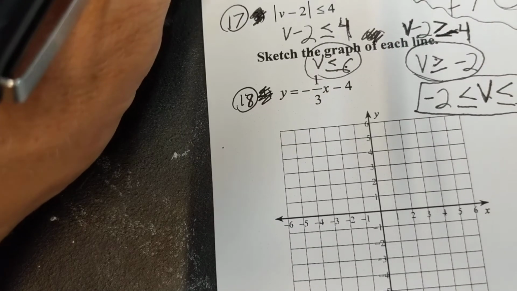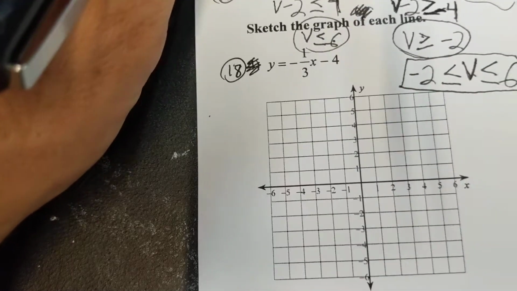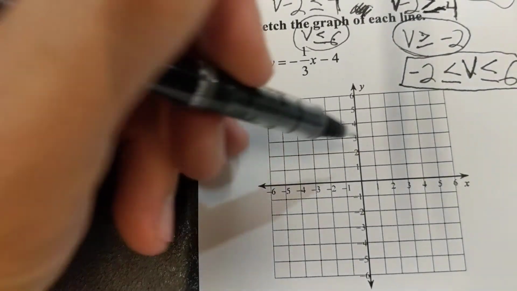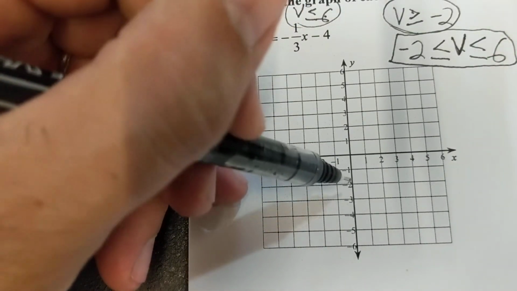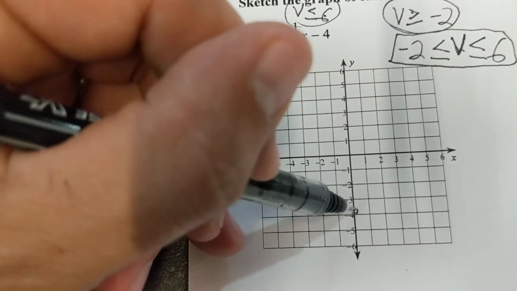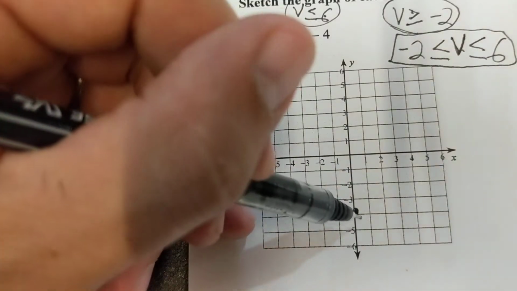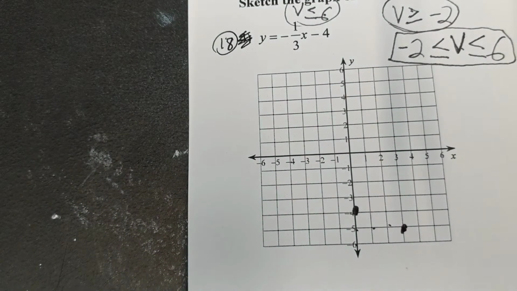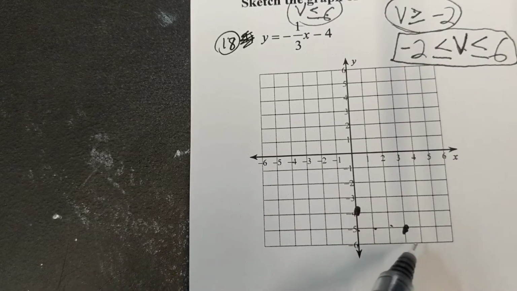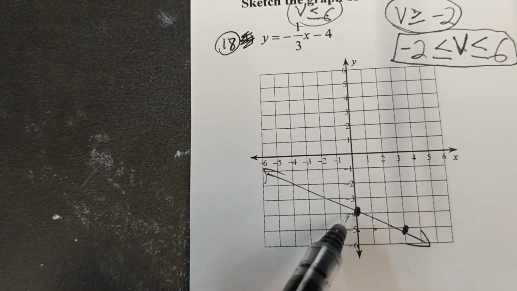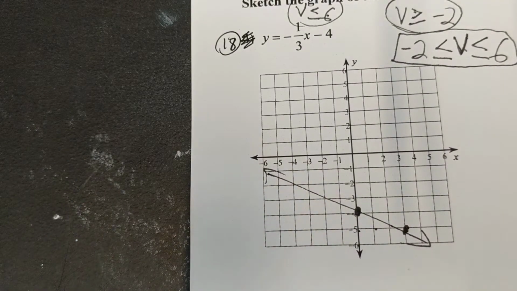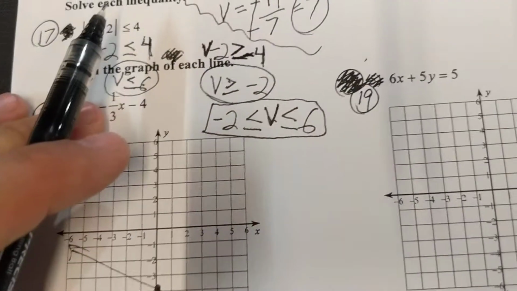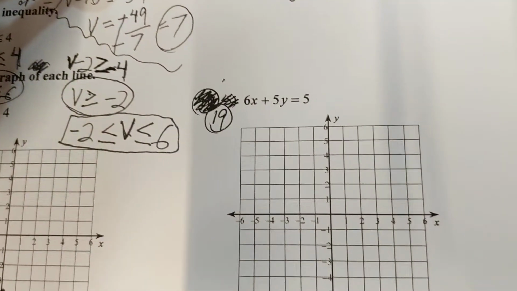Then the last few anyway. Number 18, we're just graphing the line, so that's negative 4 is our y-intercept, and a slope of negative 1/3, so that's down 1 over 3. Or you could do up 1 and back 3 if you like that better. And then, let's see here, this one is also a straight line graph.